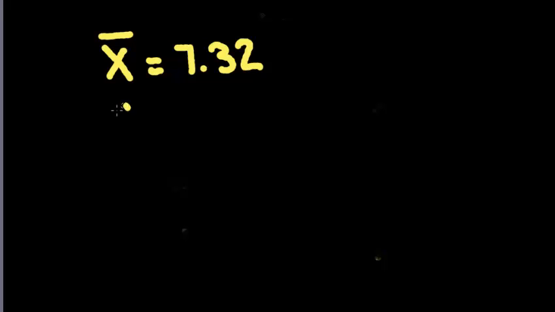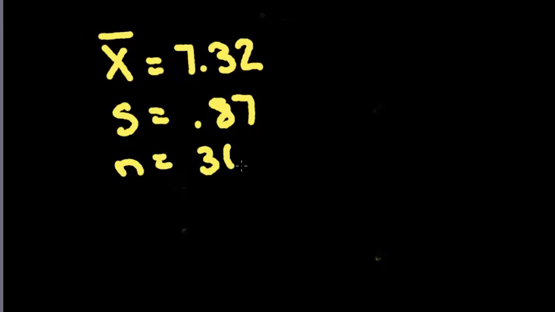So let's assume that we find out that our mean is 7.32, our standard deviation is 0.87, and we have 36 data values.